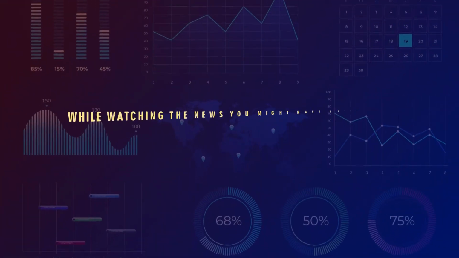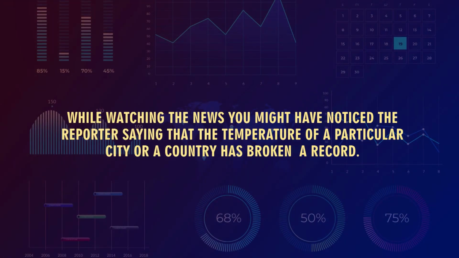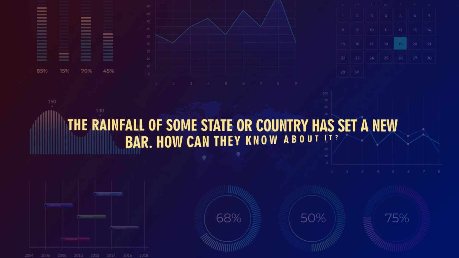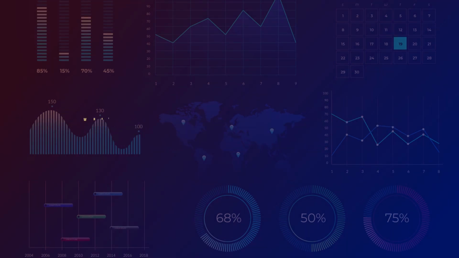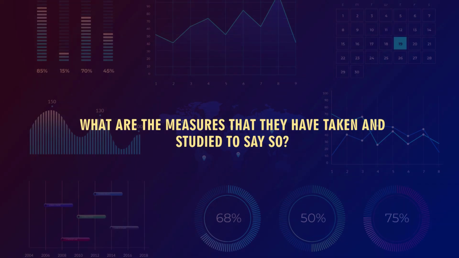What we have observed while watching the news is that you might have noticed reporters saying that the temperature of a particular city or a country has broken a record, or the rainfall of some state or country has set a new bar. How can they know about it? What measures have they taken and studied to say so?